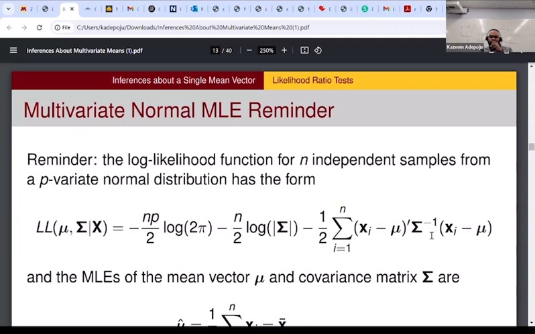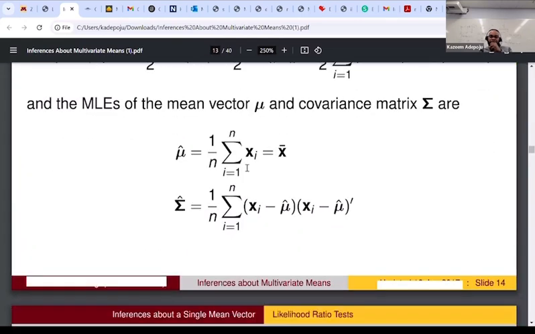So this is the log of the likelihood. And of course, that is what I'm going to differentiate with respect to mu and with respect to the variance covariance, set it to 0, and that will give me these two results. These two are called the MLE.